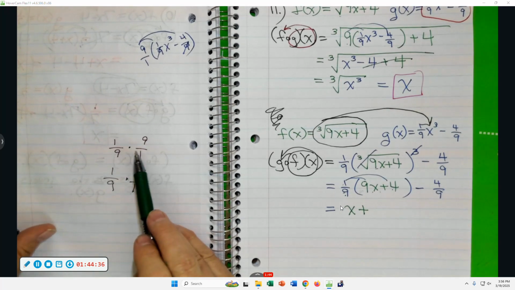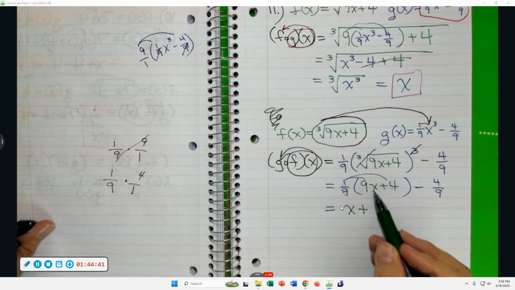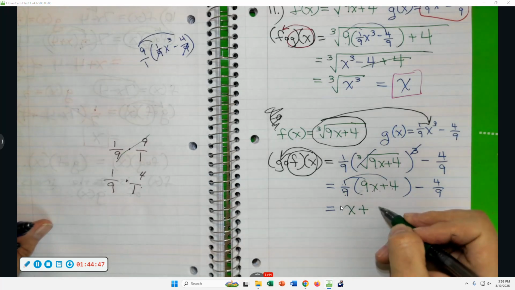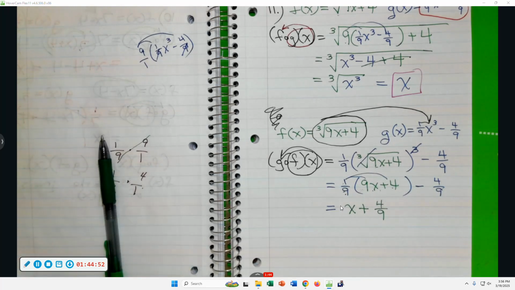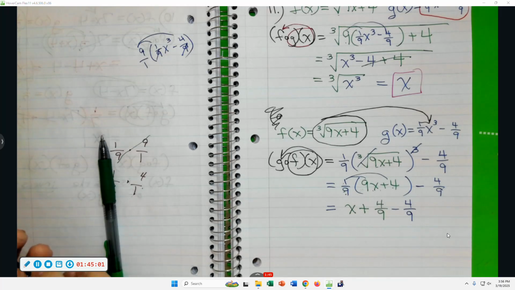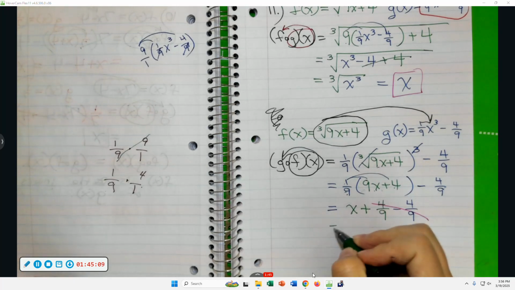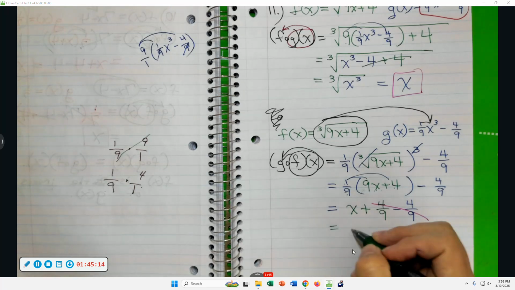Here, show 1/9 times 9 over 1. That canceled, leaving us just the 1x. 1/9 times 4 over 1. That gives me what? 4 over 9. 4/9. And what do we still have stuck on there? The minus 4/9. And then what happens? They cancel, to give us a final answer of x.